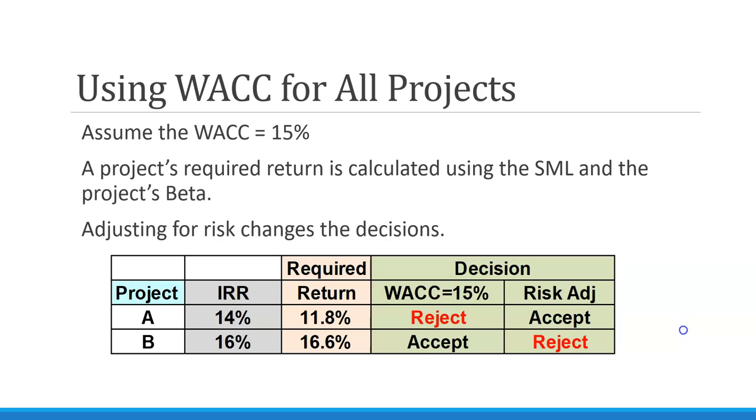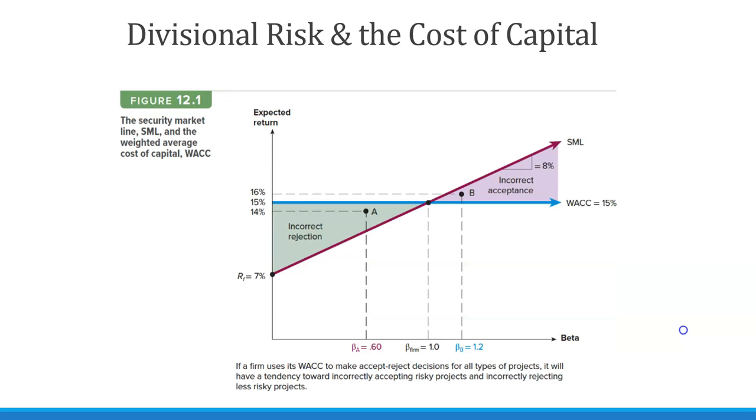However, a project's rate of return is calculated using the SML and the project's beta. So if we adjust for risk changes, then our decisions change. In that case, we would accept project A and we would reject project B. So if we looked at a required return that had been adjusted using our beta, we get a different decision.